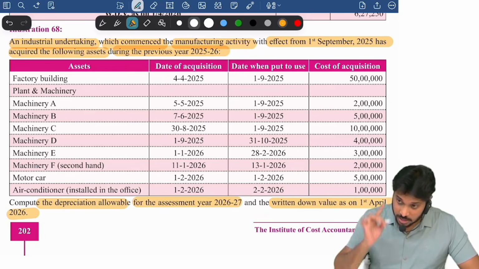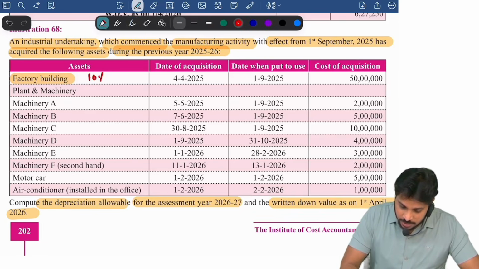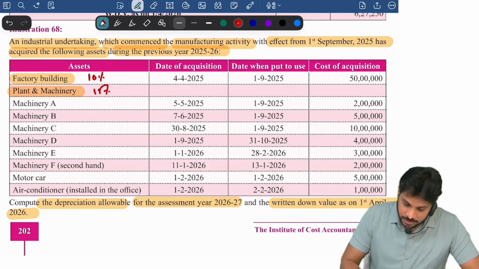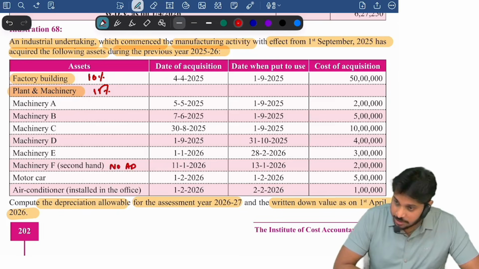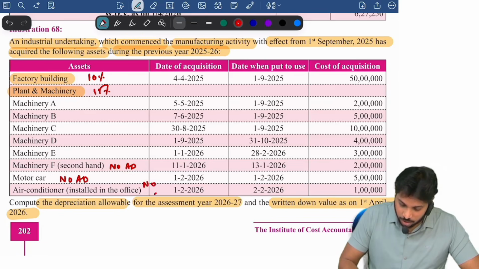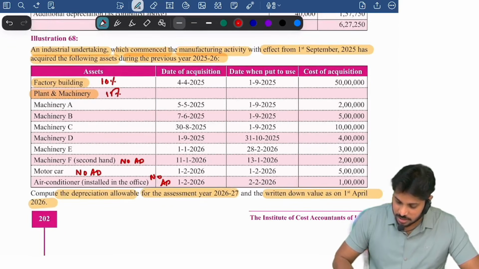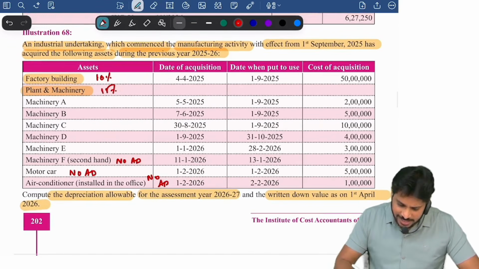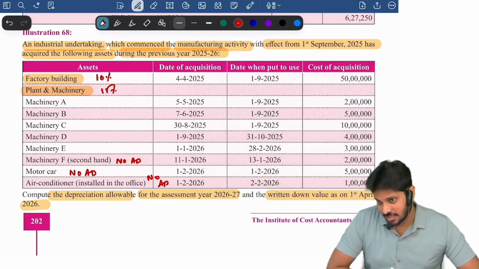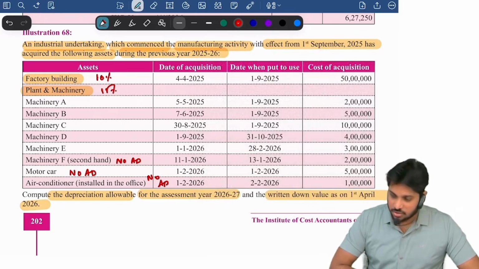Now if you see, there are two blocks here. One is factory building, which is depreciable at 10%. The other one is plant and machinery, which is depreciable at 15%. Now if you observe, second hand machinery gets no additional depreciation. Vehicles, no additional depreciation. AC installed in office, no additional depreciation. Rest all are eligible for additional depreciation based upon usage date. Correct? Fine. There is no opening value.